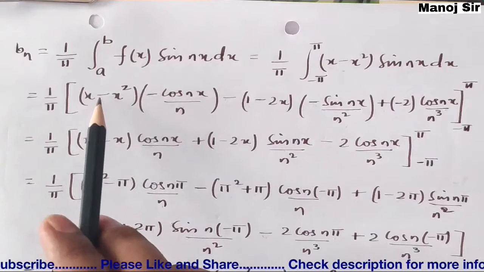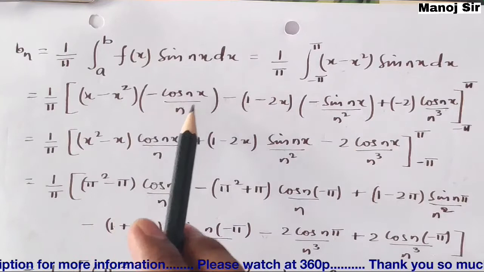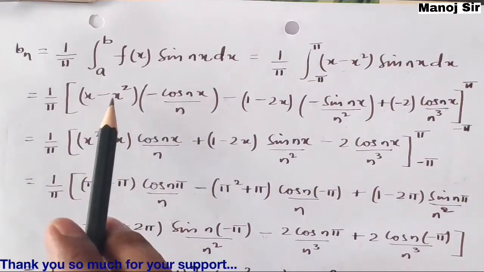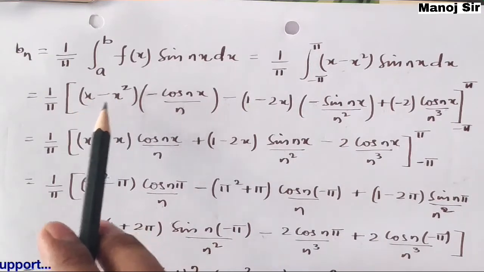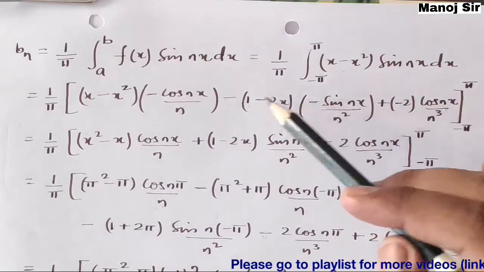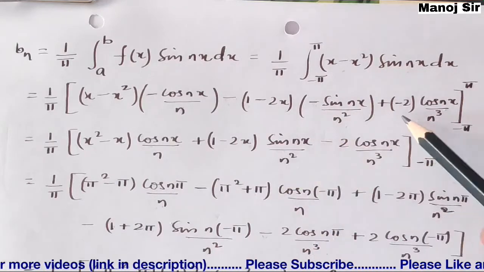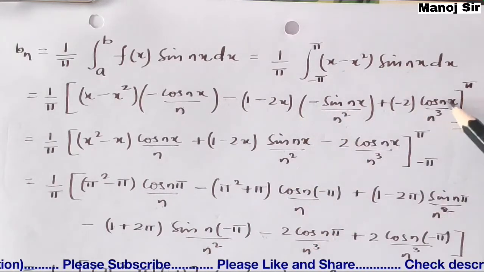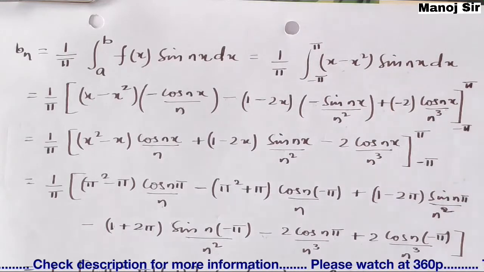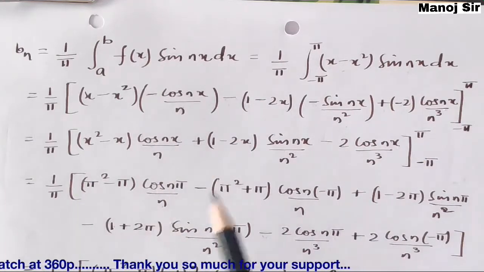1 upon pi is as it is. If you take negative common, this is going to be x square minus x into cos nx upon n. Here negative will become positive, since we have negative common from this, x square minus x, and this is cos nx upon n. Here again negative becomes positive, 1 minus 2x into sin nx upon n square. Here again negative, 2 into cos nx upon n cube. Limit goes from minus pi to pi. Now, simply put the upper limit and lower limit.